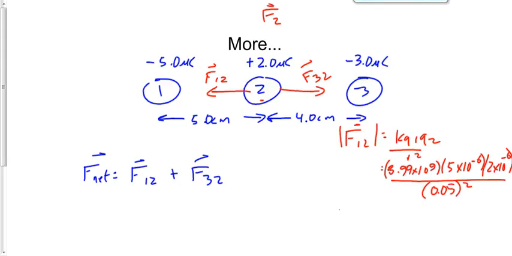F32 is going to be K times Q3 Q2 over R squared. So 8.99 times 10 to the 9 times 2 times 10 to the minus 6 times 3 times 10 to the minus 6.